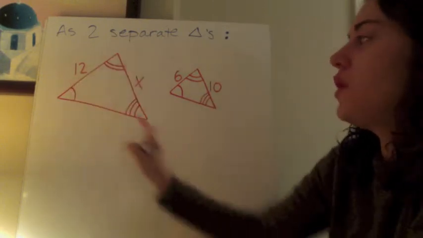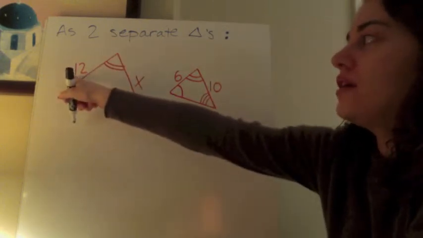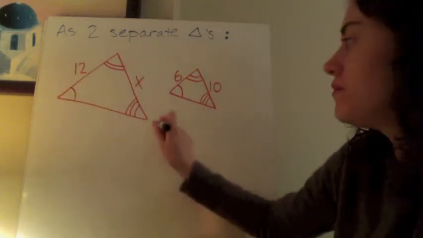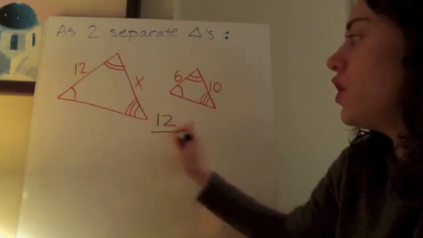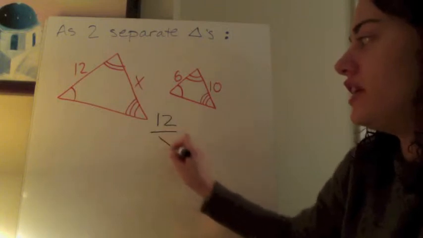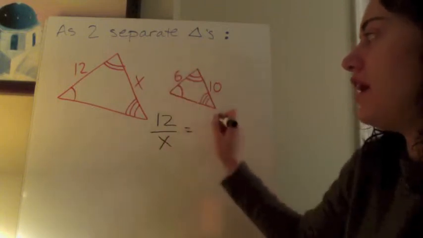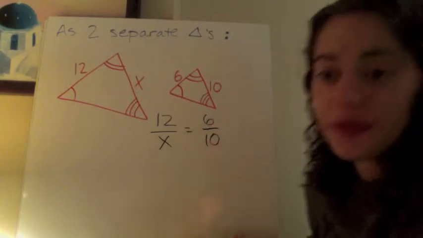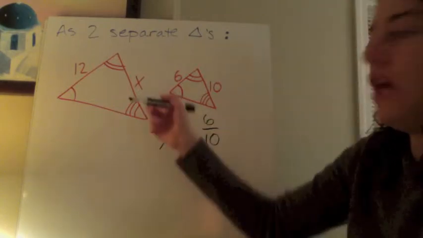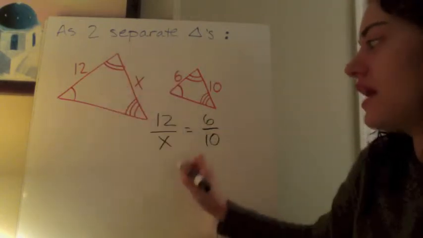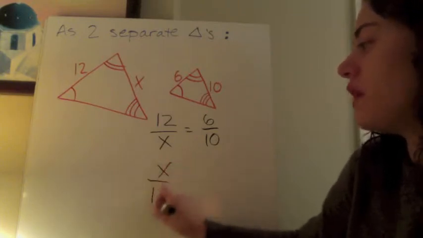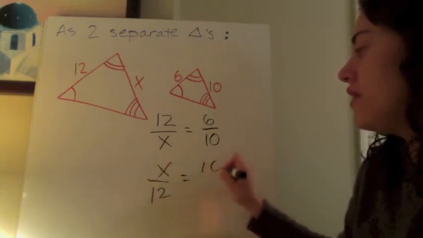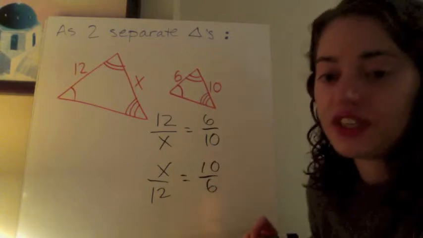So I could do left side over right side for each triangle. Left side over right side. That's one way I could do it. I could do the opposite. I could do right side over left side. So that would be x over 12 is equal to 10 over 6. That would be fine too.